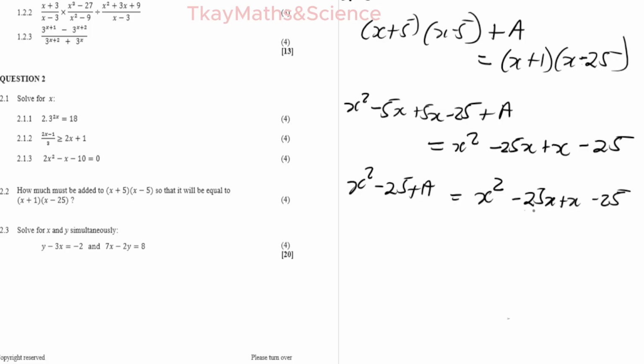All right. So here you can see minus 25x plus x, we're going to get what? Minus 24x. So x squared minus 24x minus 25, right? So we can see all the terms are common here, x squared and minus 25. So the missing term is this one, which we can equate to a. So our a is equal to what?